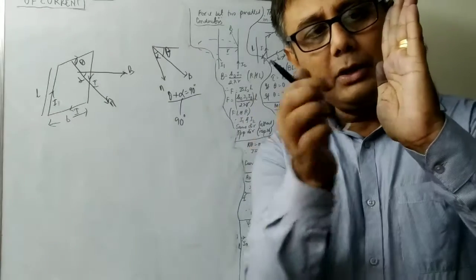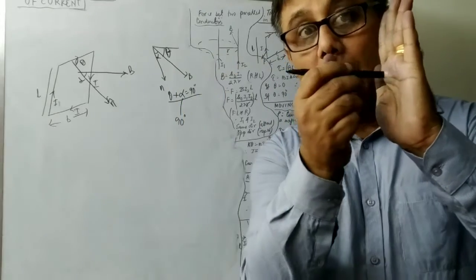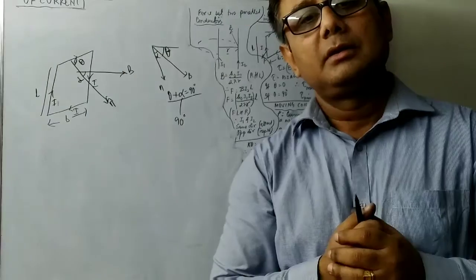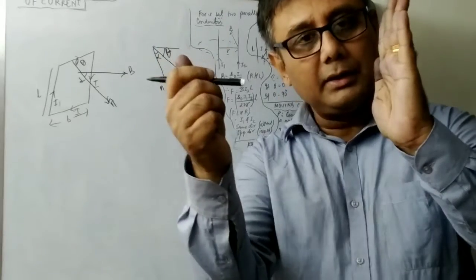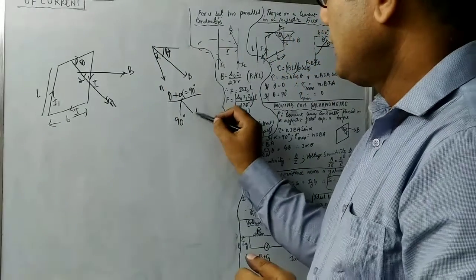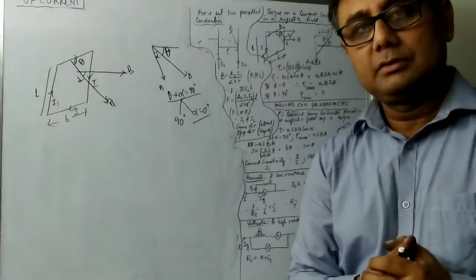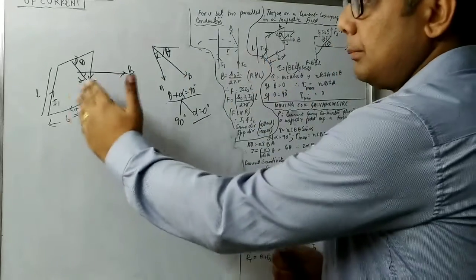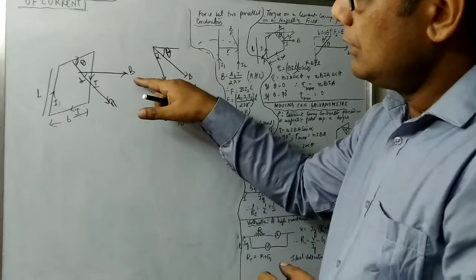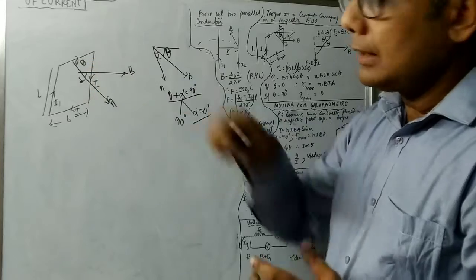If the plane is perpendicular to the magnetic field, that means the normal is in the direction of the magnetic field. So then alpha will be 0 degrees. So you have to understand that language: how is the plane of the coil kept? So this coil is kept in a magnetic field with the normal making an angle alpha or the plane making an angle theta.